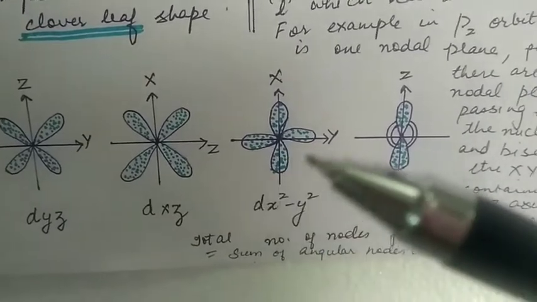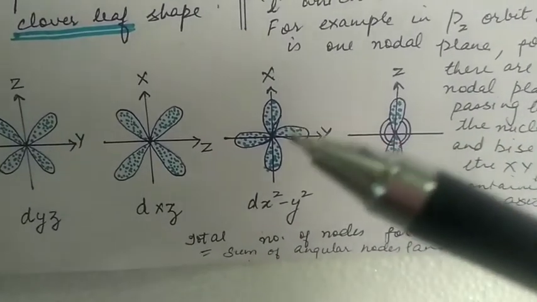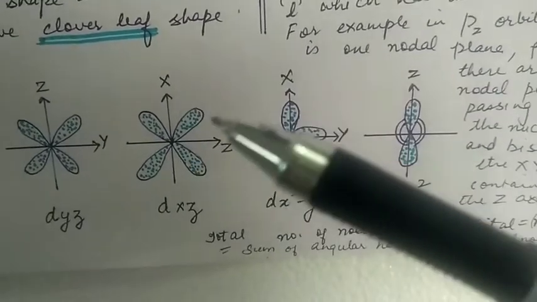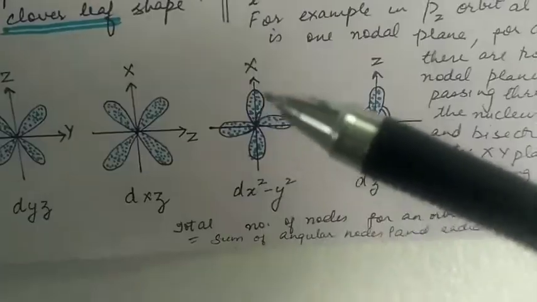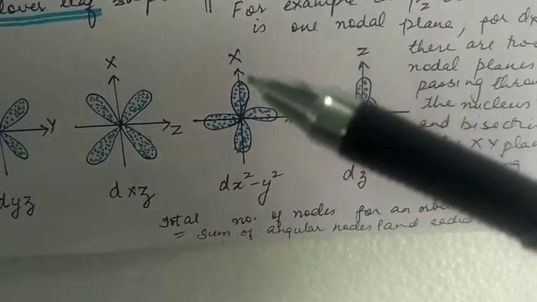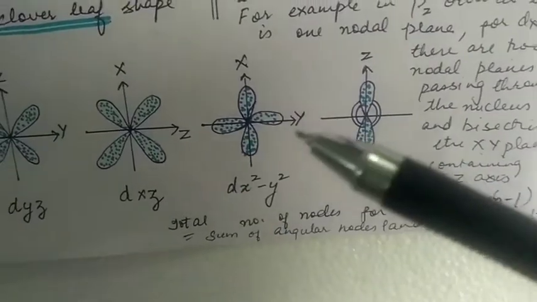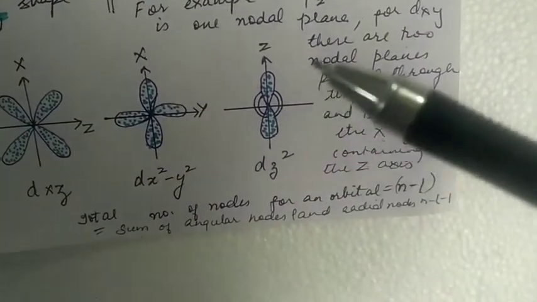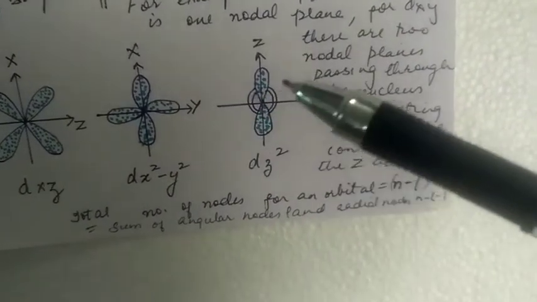Now dx square minus y square also has cloverleaf shape, but here it is not present on the plane, it is present on the axis. It's present on the x-axis and on the y-axis. And dz square orbital has a donut shape with a ring.